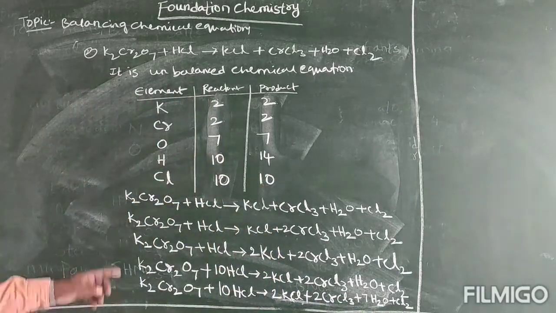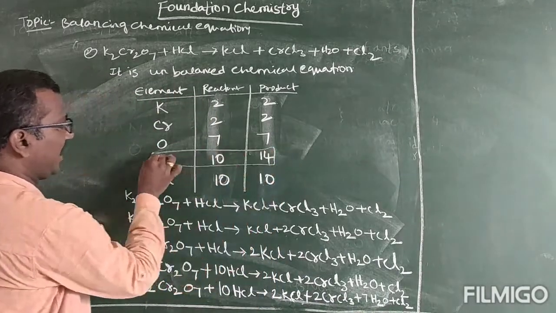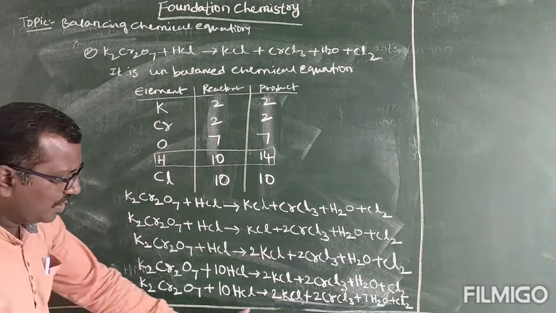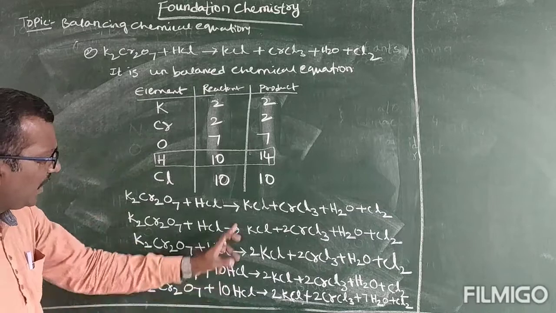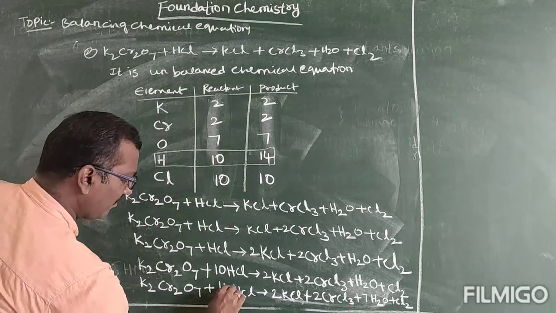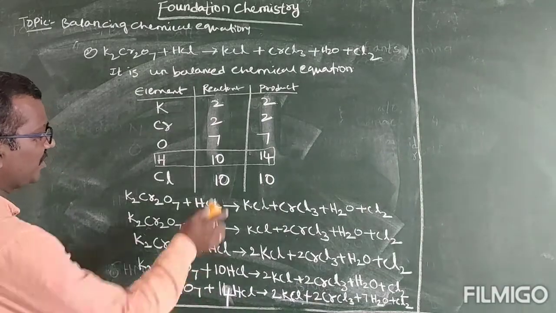Everything is balanced, but hydrogen is left again. How we will balance? I am writing here. Once I will check whether it is visible to you or not. Okay. Now here you see 10. I have written, but here 14. Let us make it as 14, and we will check it.